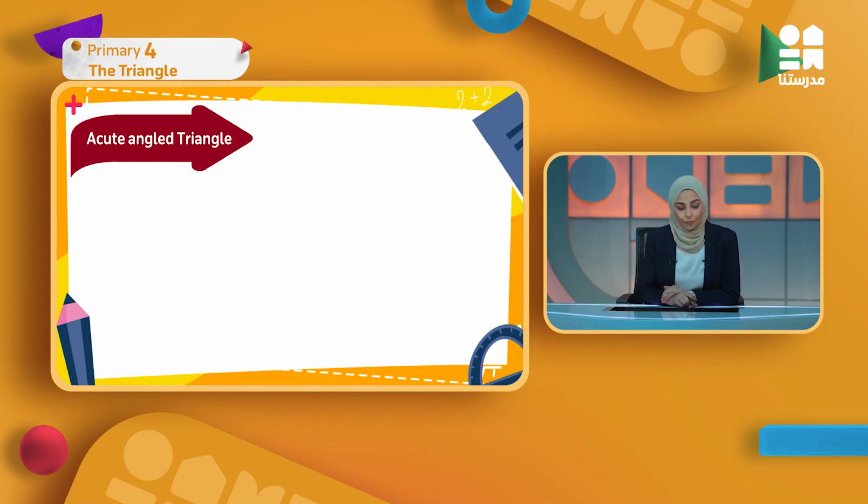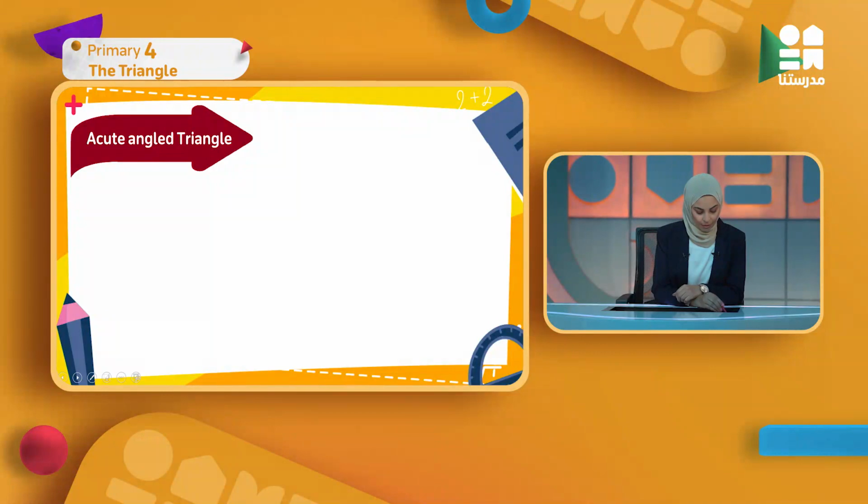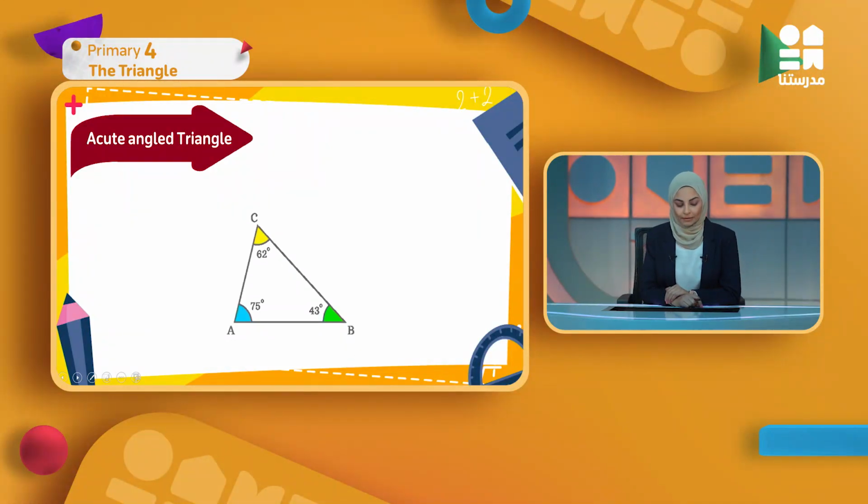Now, as I said before, triangles can be classified according to the measures of their angles into 3 types. Let's see the first type. The first type is the acute angled triangle. Okay. What is the acute angled triangle? Here in this triangle, I have triangle A, B, C. Measure A equals 75 degrees and measure B equals 43 degrees and measure C equals 62 degrees.